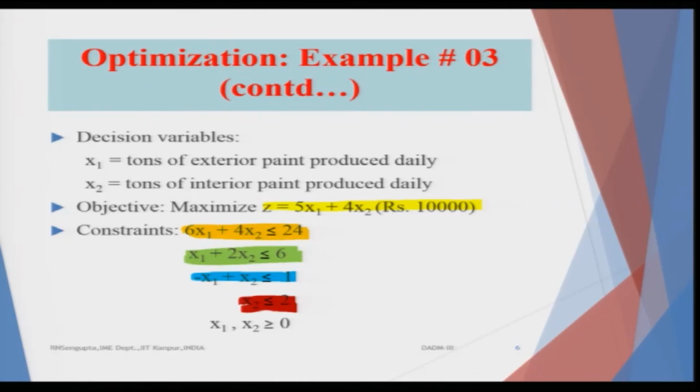The last one, which is very intuitive and easy to understand, is that the amount of paint produced of type 1, type 2, or exterior and interior, is obviously positive, hence x1 and x2 are greater than 0. I am repeating this, please bear with me. This x1 and x2 being greater than 0 was in the initial problem also, where we were trying to produce a number of products, but in that case x1 and x2 had to be integers. Here there is no such bounding, and conceptually or practically that would not be a problem.